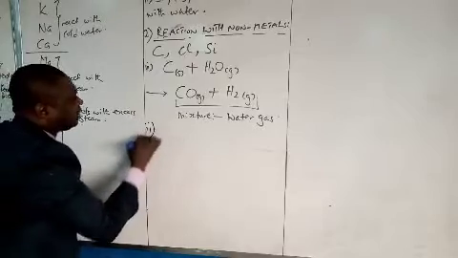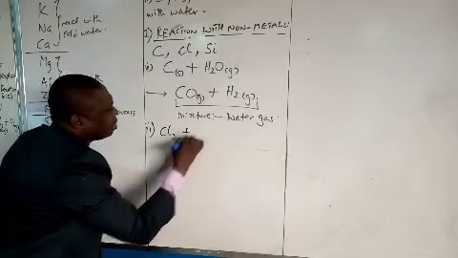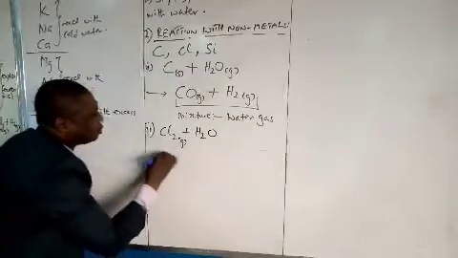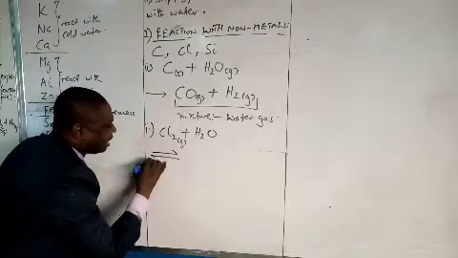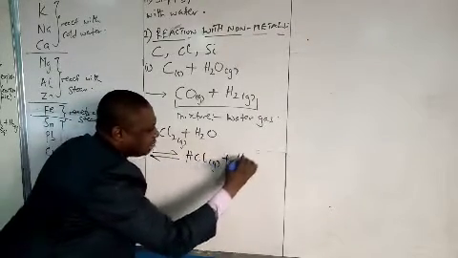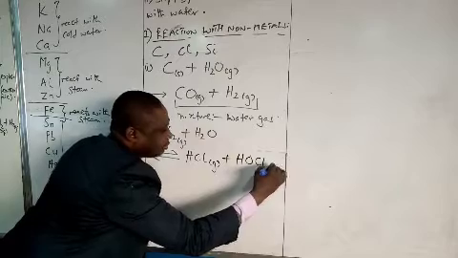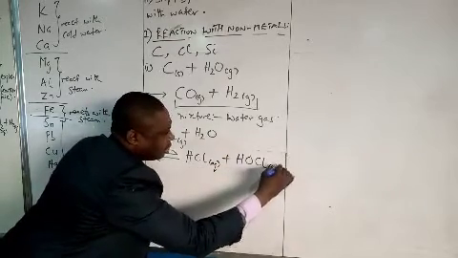Then secondly, we take chlorine. If chlorine gas reacts with water, it's going to form 2 acids. And of course, in this case, it's a reversible reaction. So we have HCl gas and we have HOCl. Liquid, I beg your pardon. Then we have this as aqueous as well.